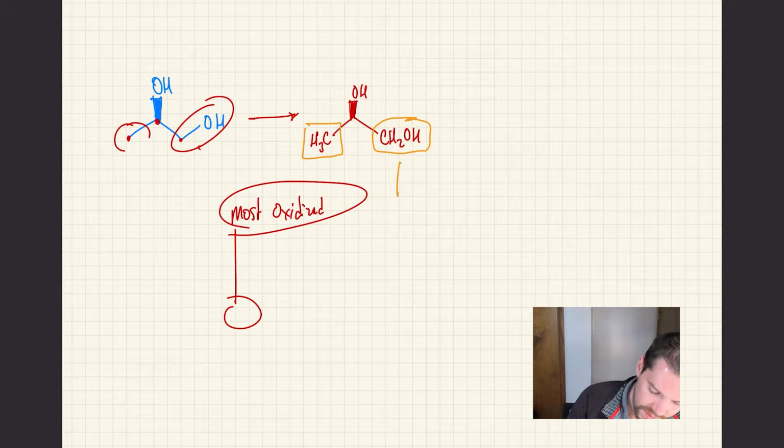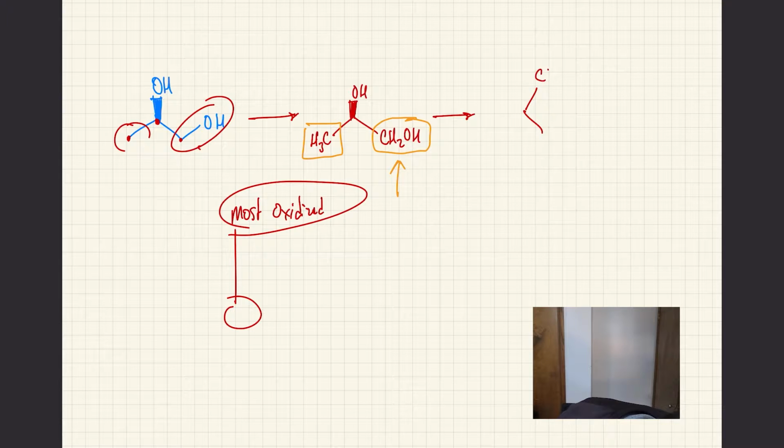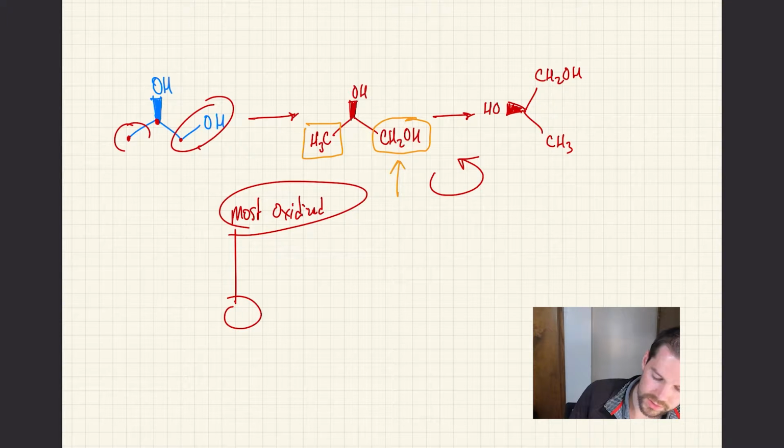So if I want this here at the top, I'm going to redraw this again, like this instead. And here's my CH2OH, there's my CH3, and here is my alcohol. And you can see all I did was rotate it counterclockwise so that the alcohol group there is at the top instead of at the side.